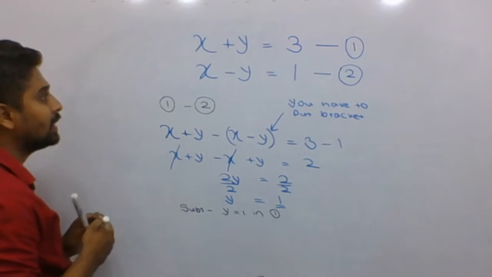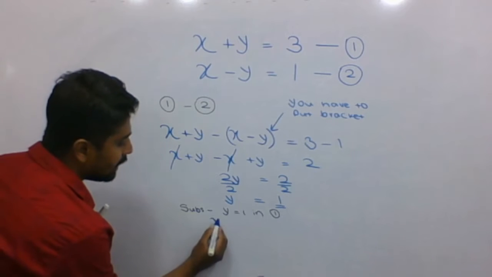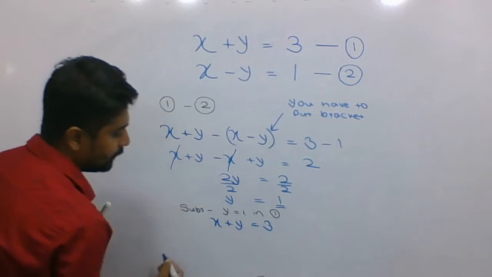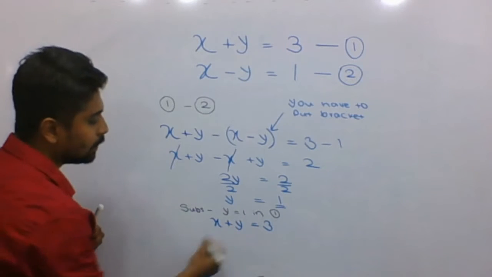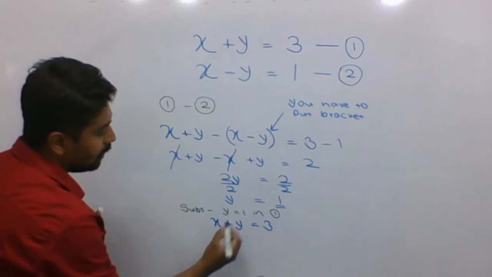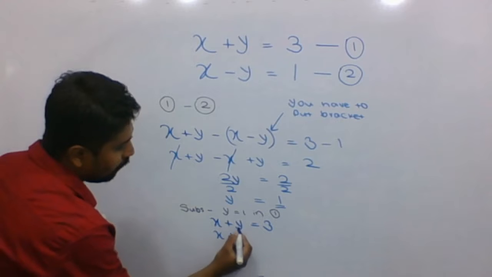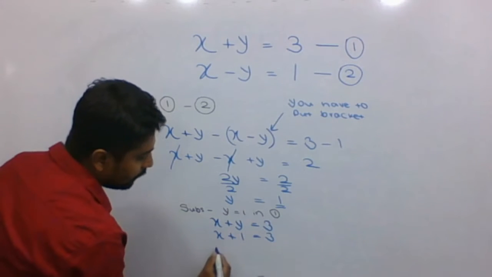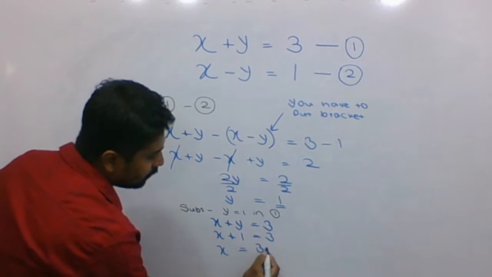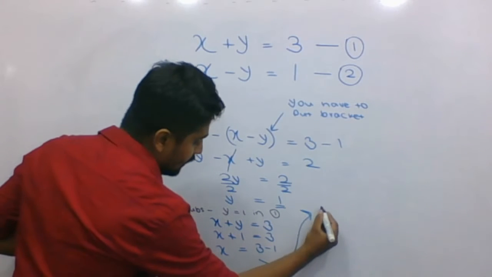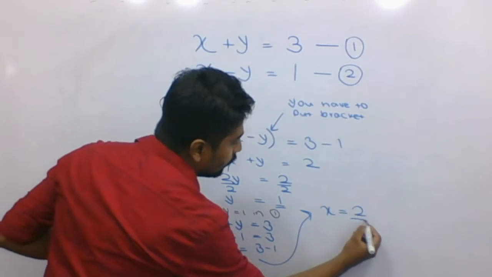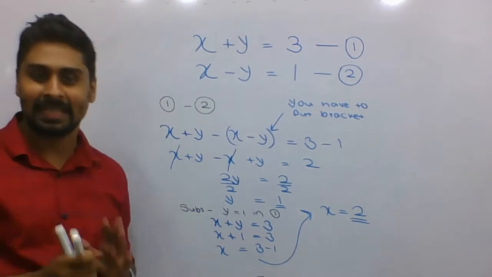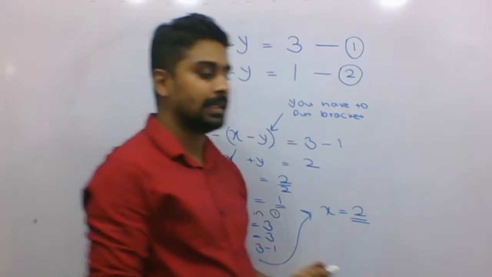Whichever equation, right? So what is there? x plus y equals 3. You can write with me. We know that y equals 1, so for y we can put 1. Then x equals 3 minus 1. So finally x equals 2. Then we know both the x and y values. Is it clear? I think this is clear.